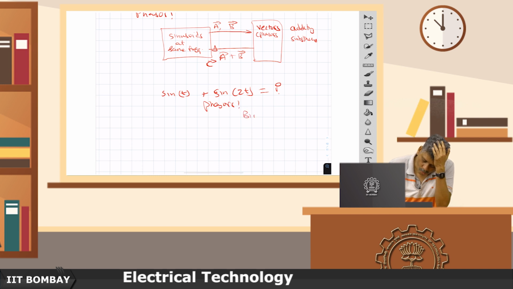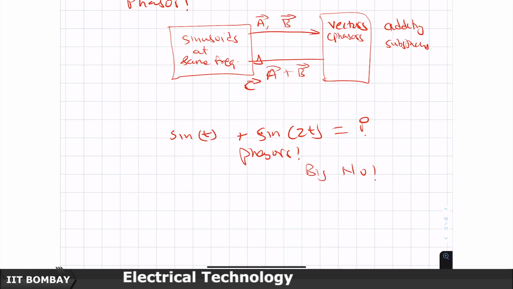The answer is a big no. Why? Because one frequency, sine of t, means omega is 1 radian per second, and sine of 2t means omega is 2 radians per second. You can do this addition in the time domain, there is no problem. Sine A plus sine B, you can do something about it.